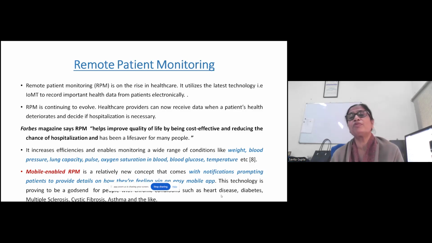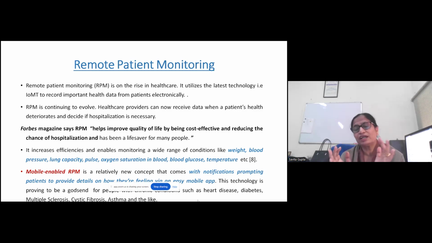Another step in RPM is mobile-enabled remote patient monitoring. There are many mobile apps which send notifications to the patients, prompting them to provide details of how they are feeling through the mobile apps only. This technology can be used for chronic patients with conditions such as heart disease, diabetes, multiple sclerosis, cystic fibrosis, asthma, and many others. Such patients want to avoid hospitalization, but also want a lifesaver. So their guardians can use mobile-enabled RPM to safeguard our elderly persons by using the technology of wearables and IoMT.